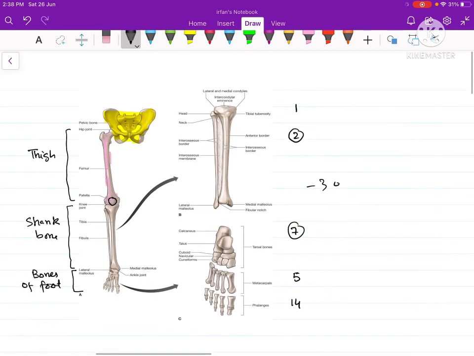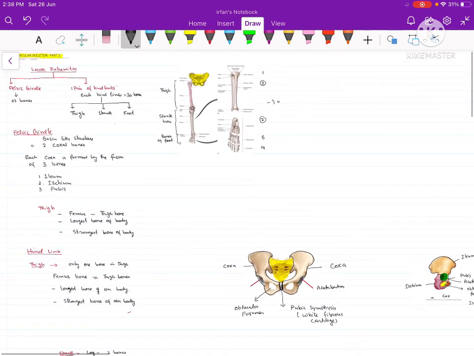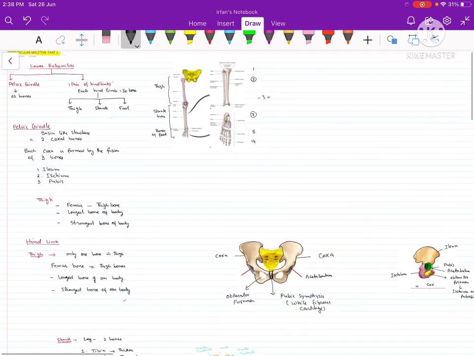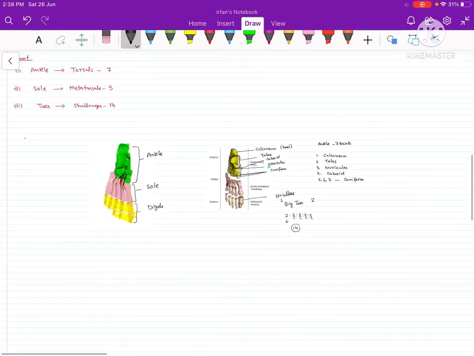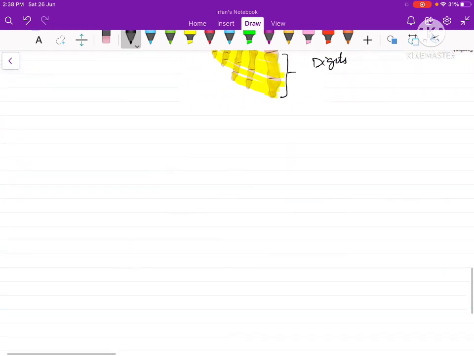So this completes our appendicular skeleton. We have seen that our appendicular skeleton is formed of a total of 126 bones. These 126 bones include 60 bones present in each of our limbs. Forelimbs have 60 bones, hind limbs have 60 bones, and then we have 6 bones present in our girdles, 4 in the pectoral girdle and 2 in the pelvic girdle.